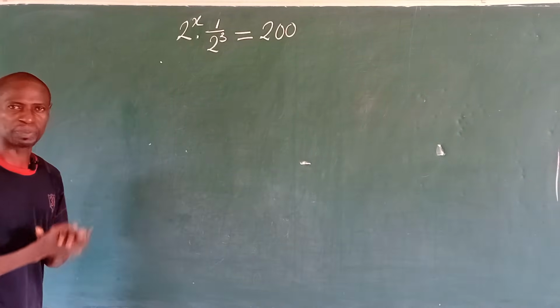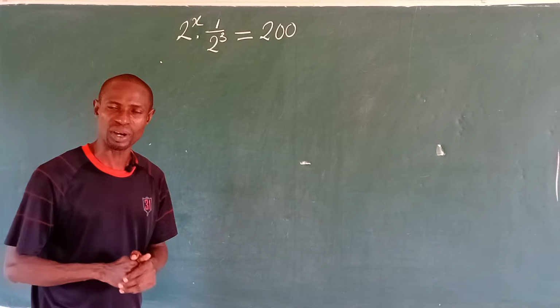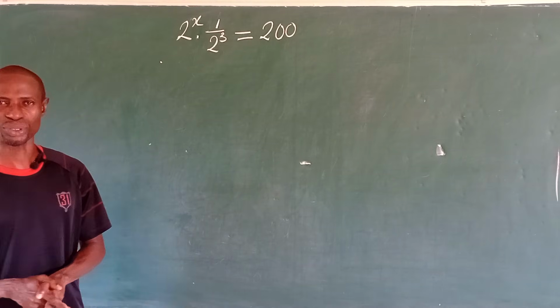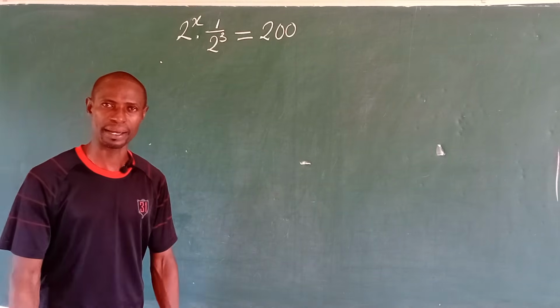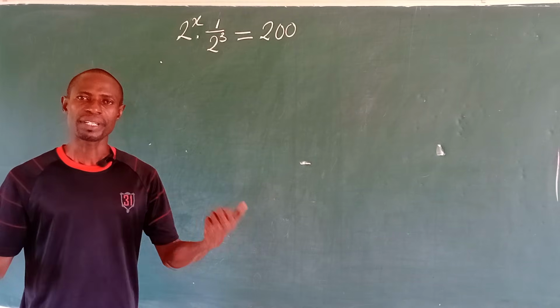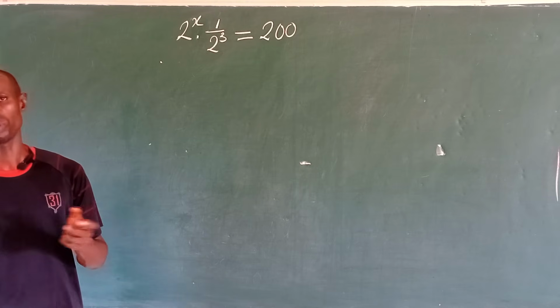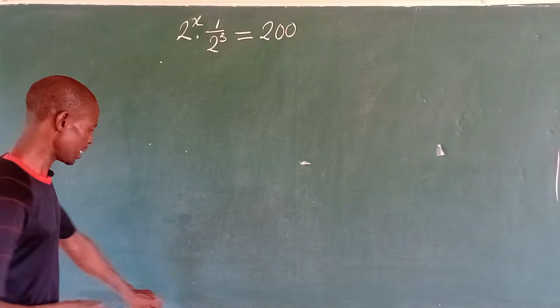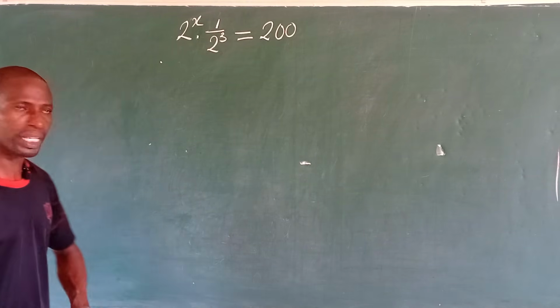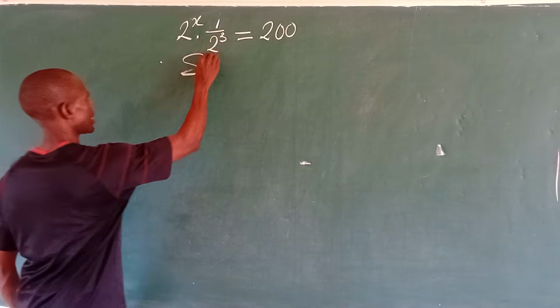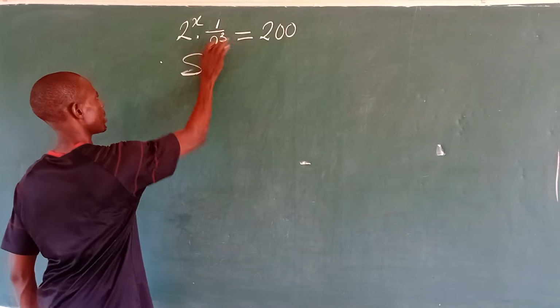We have this simple exponential challenge: 2 to the power of x times 1 all over 2 to the power of 3 equals 200. How do we solve for the value of x here? When you see an exponential challenge of this kind, there are simple steps to solving it. And so let's go on how to solve this systematically. Okay, so let's take our solution.